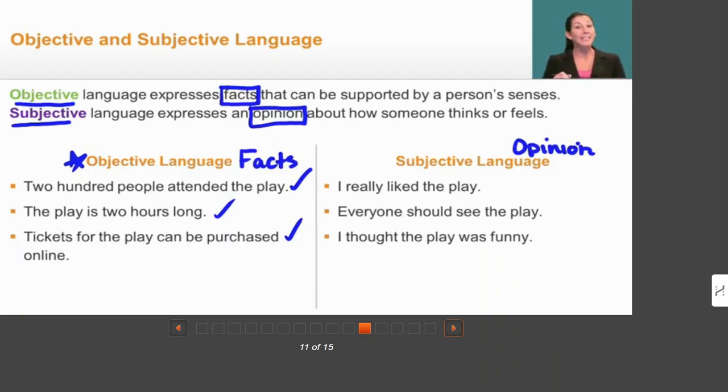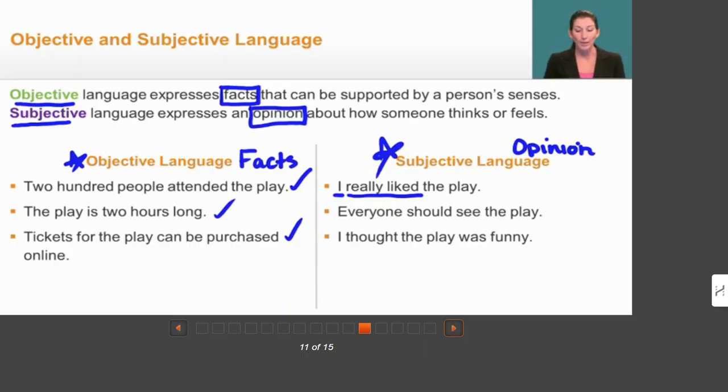Language that expresses facts. Now, let's go over here and look at subjective language. Now, remember, subjective language expresses opinions. So all of these are going to be opinion statements. I really like the play. Well, you've got some clues here. I and really liked. Sounds very personal, right? Not everybody might have really liked the play. So that's an opinion. It's subjective language.